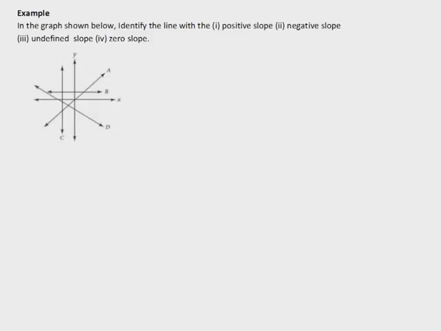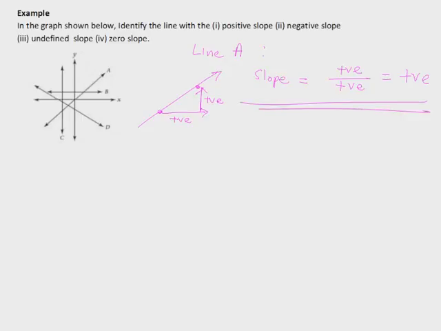Okay, let's look at line A. How is it growing? It's going in this direction. To go from here to here, I need to go in the positive direction horizontally and the positive direction vertically. So the slope will be the ratio of two positive numbers, so it will be positive. So the slope of line A is positive.